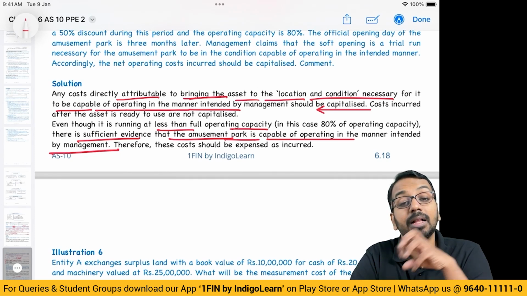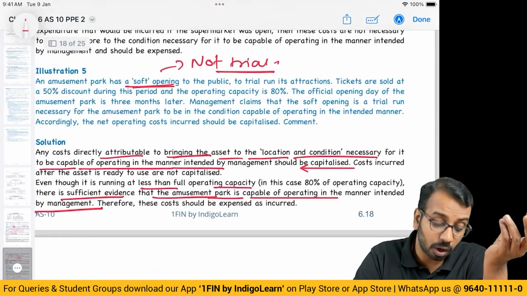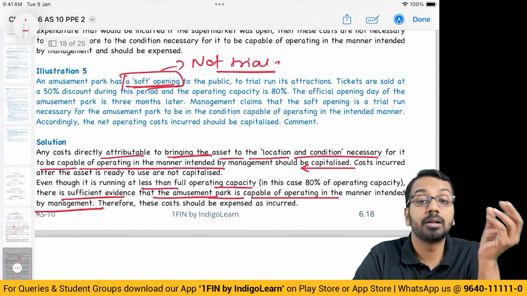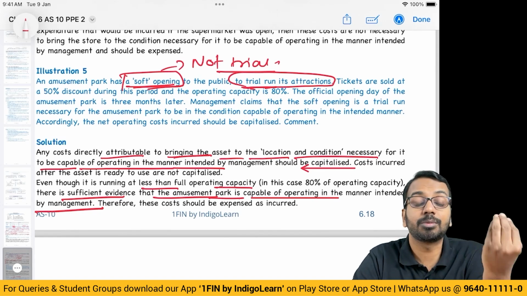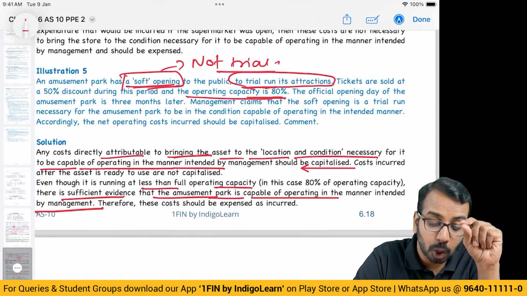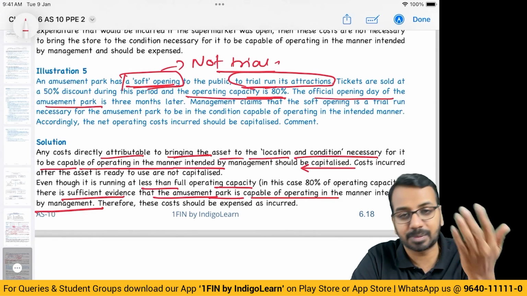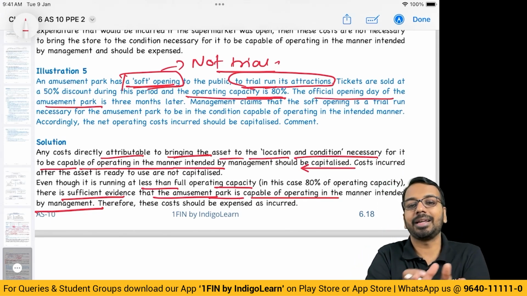What does that mean? The park is already ready. The park is ready for operation. We have done a soft launch. And we are just saying trial run its attraction. How will the customer come? And we are running it at a capacity of 80%. So official opening day is subsequent. This is not required to make the amusement park ready for use.